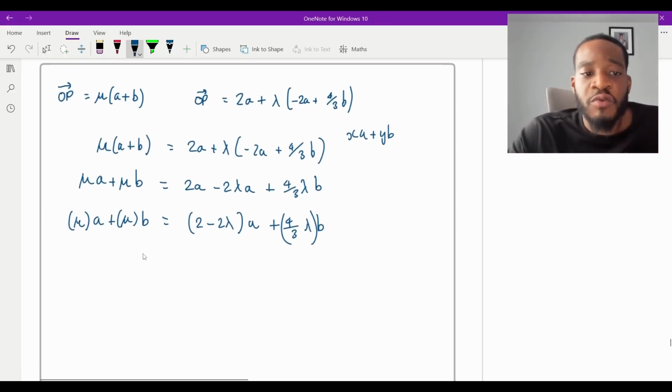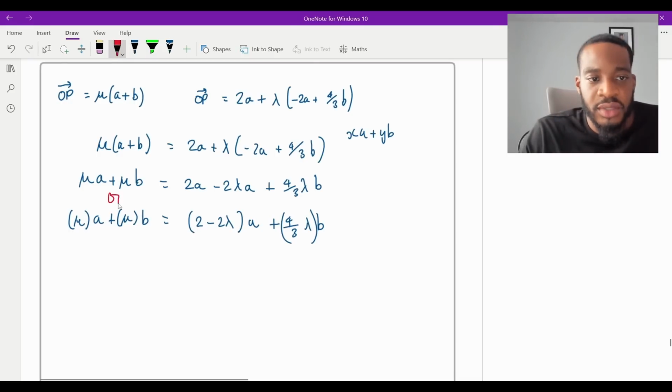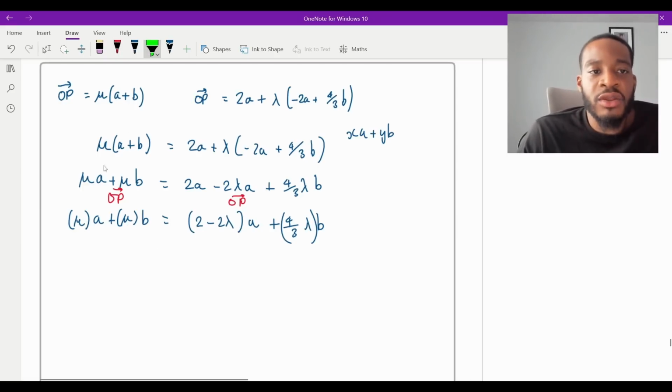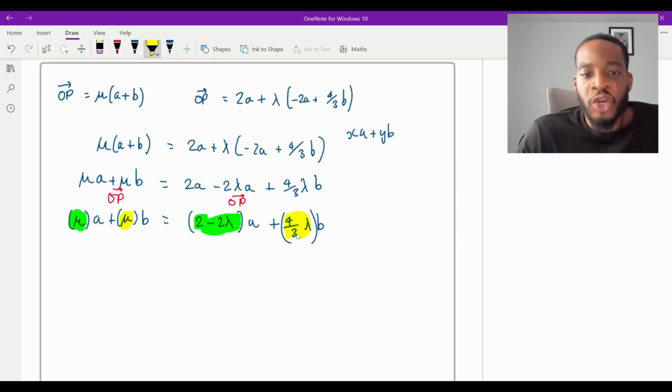Now, remember, these two vectors are both O to P, like that. And then this is O to P, like that. Now, if these two vectors are the same, it must mean that the numbers multiplying each vector component have to be the same. So that mu must equal this 2 minus 2 lambda, and then this mu must equal the 4/3 lambda. So we can actually create two equations and we can solve simultaneously. So I'm going to say from there that mu must equal 2 minus 2 lambda. And then this one, mu, is going to equal 4/3 lambda, isn't it?